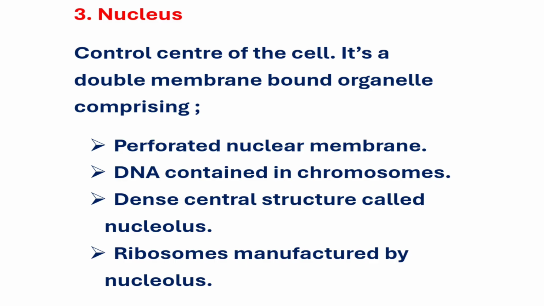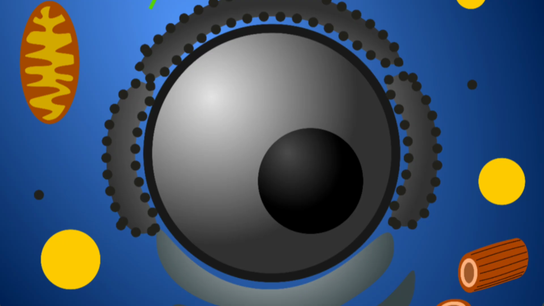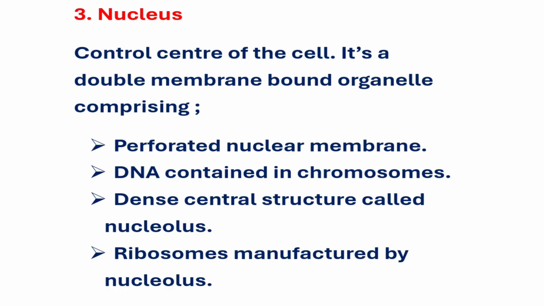easily. It's enclosed by a double-layered membrane called the nuclear membrane that is perforated by the nuclear pores to regulate the transport of molecules between the cytoplasm and the nucleus. It contains a dense central structure called the nucleolus, which manufactures ribosomes.